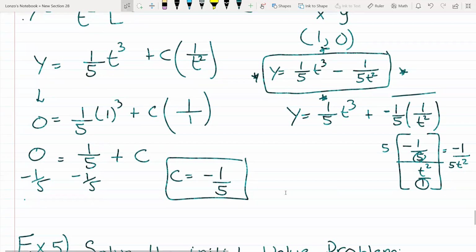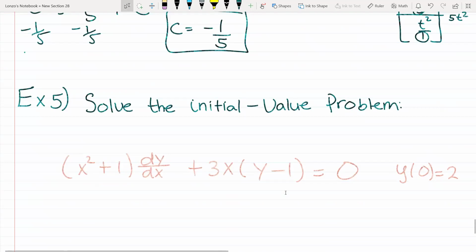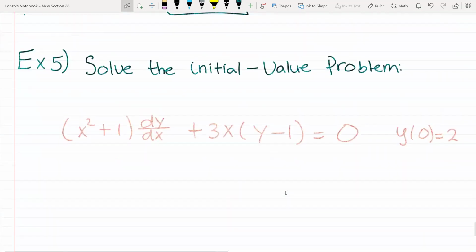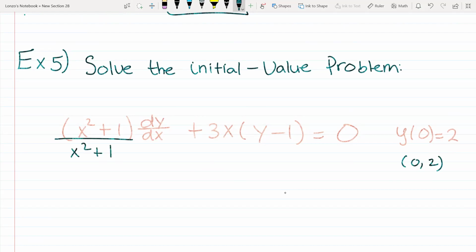Okay, let's do a last example. So to solve the initial value problem, we have (x squared plus 1) dy/dx plus 3x times (y minus 1) equals 0, where we have a condition of y of 0 equals 2, or you could say (0, 2). So what would I do first is get dy/dx by itself, so I would divide both sides by x squared plus 1.